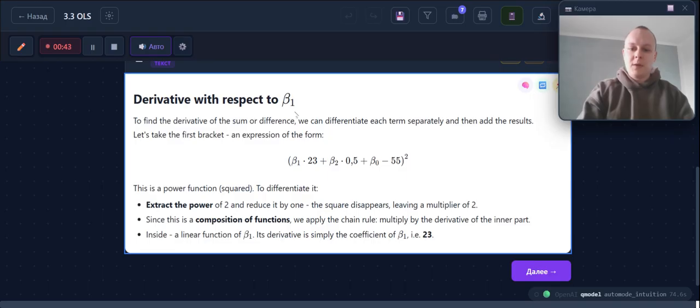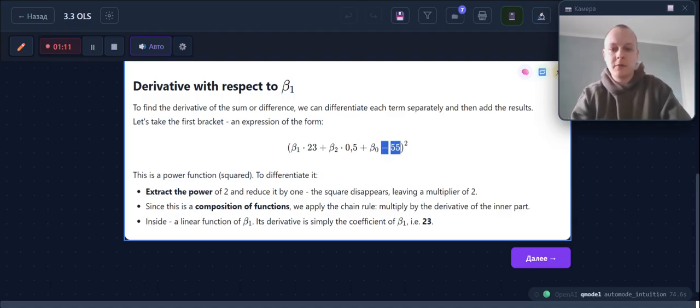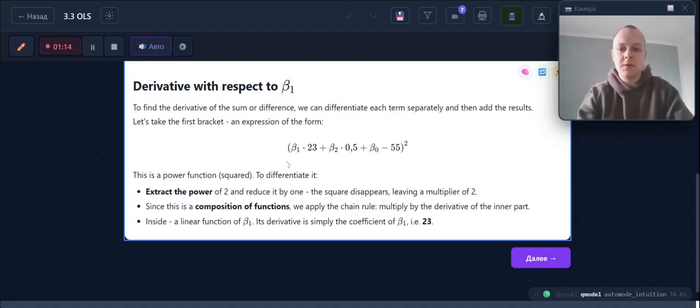Derivative with respect to b1. To find the derivative of the sum of differences, we can differentiate each term separately, using partial derivatives, and then add the results. Let's take the first bracket. Let's imagine we have one object right here, and this is our loss function for that particular object. We have these two features. We have the target value here that we subtract from our prediction, and three coefficients.